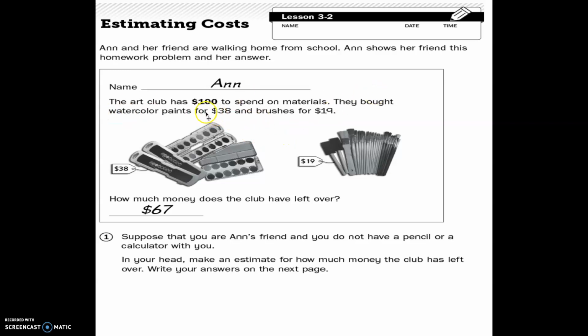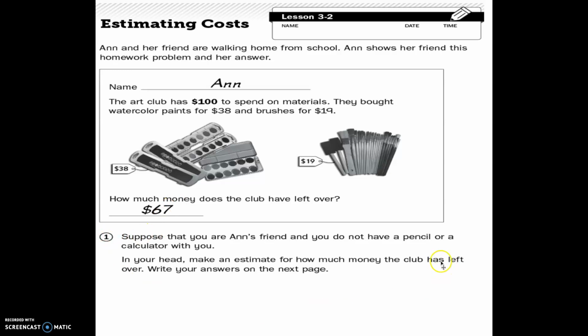The art club has $100 to spend on materials. They bought watercolor paints for $38 and brushes for $19. How much money does the club have left over? Now, it's not asking how much money they spent. They're asking how much they have left over. However, in order to find that, you do need to find out how much they spent.